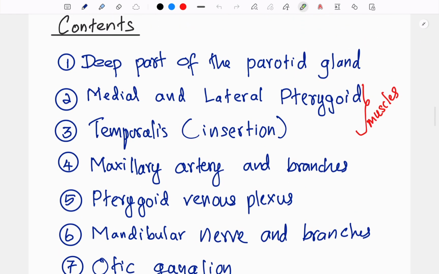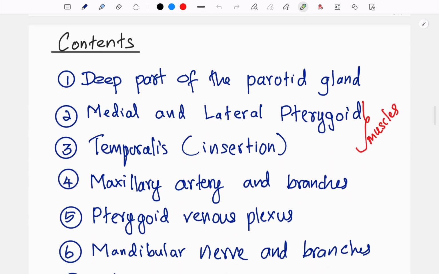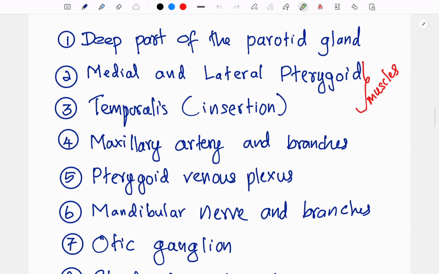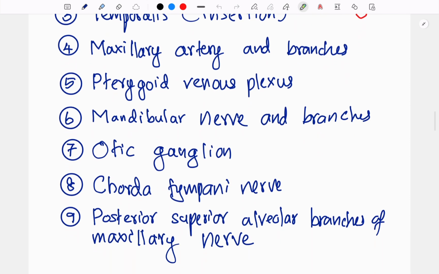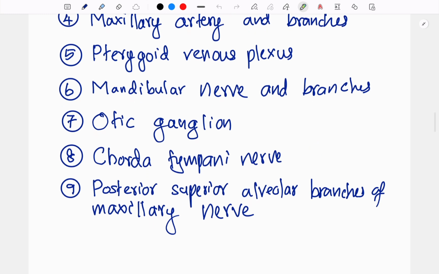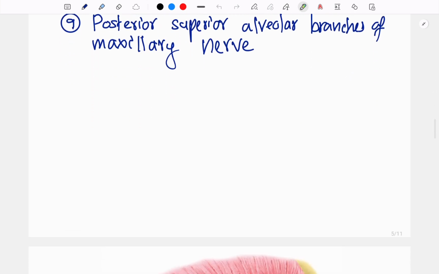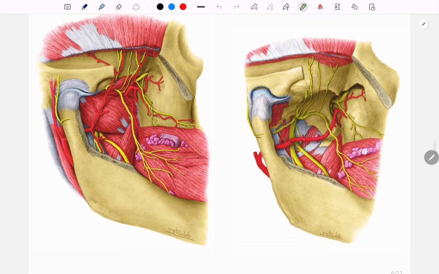So the contents are the deep part of the parotid gland, the medial and lateral pterygoid muscles, the temporalis insertion, the maxillary artery and its branches, the pterygoid venous plexus, the mandibular nerve and its branches, that is the mandibular nerve from the fifth cranial nerve, the otic ganglion and the chorda tympani nerve, and the branches of the maxillary nerve as well. We can see the parotid and its deep parts inside the infratemporal area.